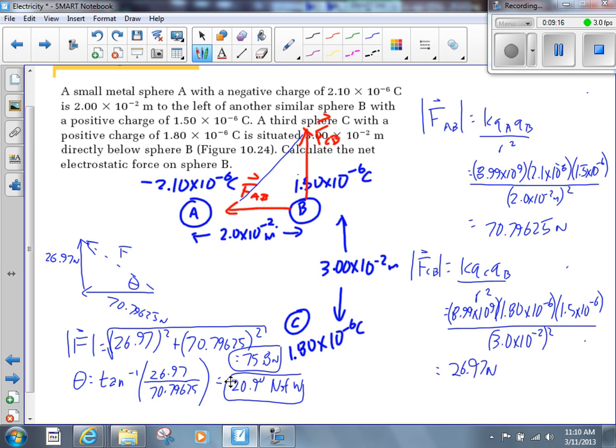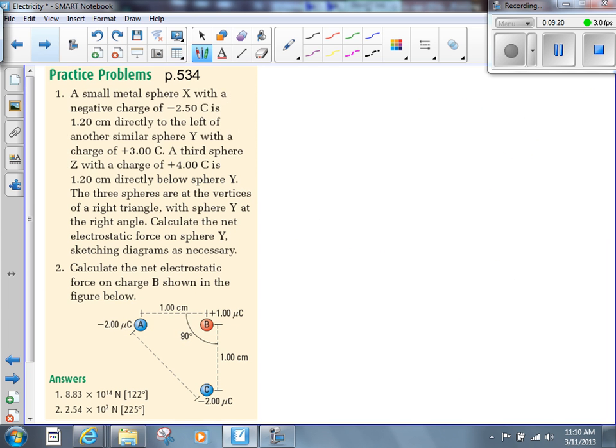Okay, what I'd like you to do right now is, of course, after you've got this copied out, take a look at questions on page 534. All right, question number 2 we'll take a look at here. Calculate the net electrostatic force on charge B shown in the diagram here. So they give us a bit of a break in this question in that they give us the diagram. It's not really a huge thing because we could draw the diagram fairly easily in question number 1, but we already got it in question 2, so much the better.